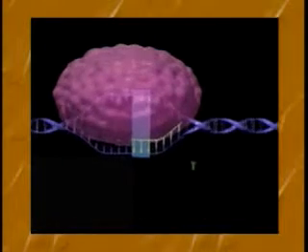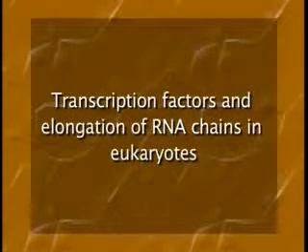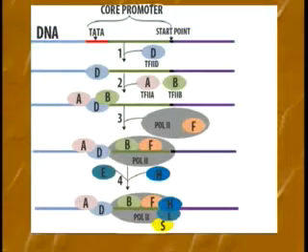Now, we will discuss transcription factors and elongation of RNA chains in eukaryotes. Certain accessory proteins of transcription, called the elongation factors, enhance the overall activity of RNA polymerase II, leading to an increase in elongation rate. At least two such proteins are known. Number one, the transcription factor TFIIF accelerates RNA chain growth relatively uniformly in concert with RNA polymerase II.